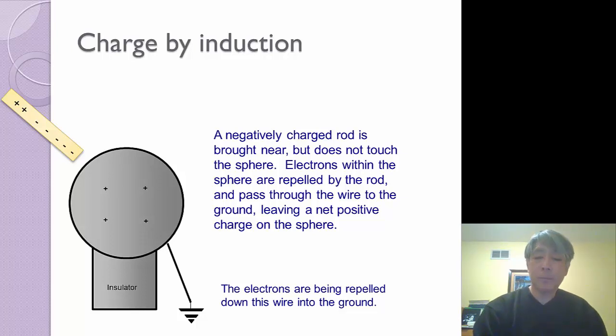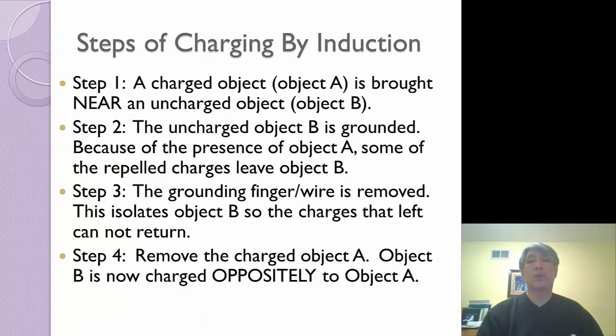So just to summarize the steps associated with charging by induction: the first step is I need to bring a charged object near, again, not touching, but near an uncharged object. By bringing it near, I'm repelling the same charges. Whatever charge object A has, positive or negative, it repels the like charges in object B. By grounding object B, I allow those charges to go somewhere else. If it's repelling electrons, the electrons go down through the wire into the ground.